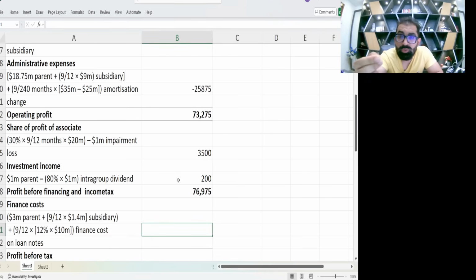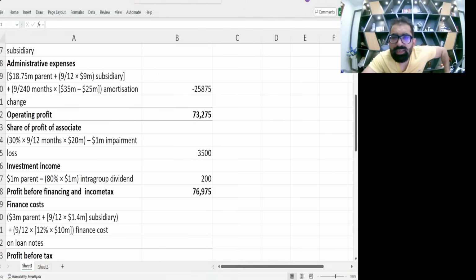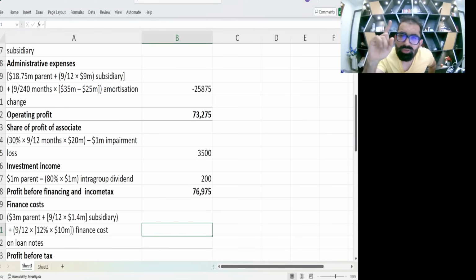Now my respected student, finance cost. I explained finance cost just 2 or 3 minutes before. So 3 million was the complete finance cost of P company. You can see the question, you have the picture of the question. Then there was 1900 as well. And then for S company 1400, we'll do 9 upon 12. So this is going to be 4950.